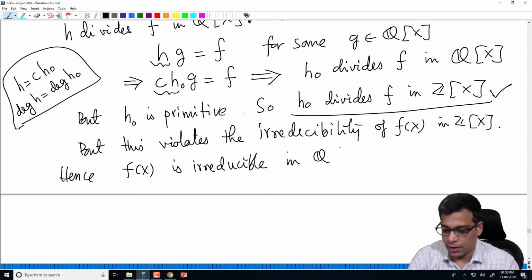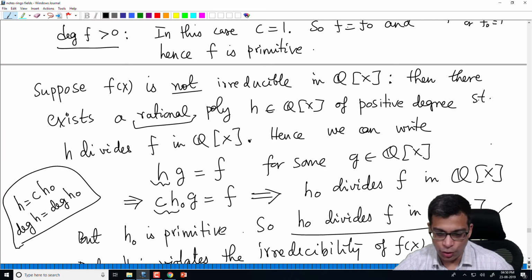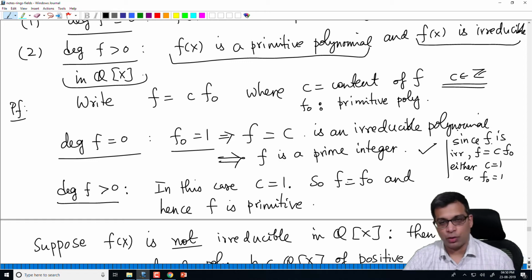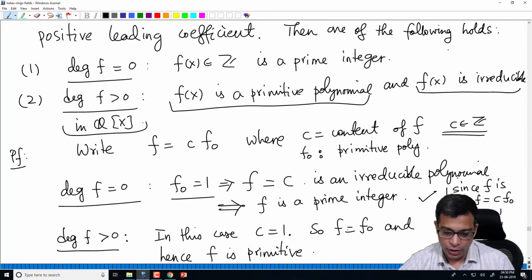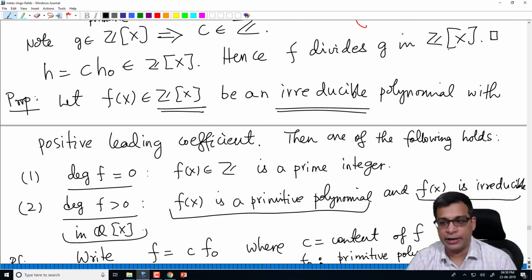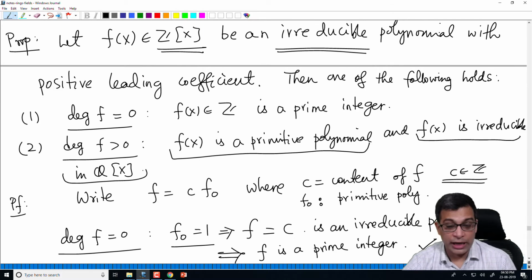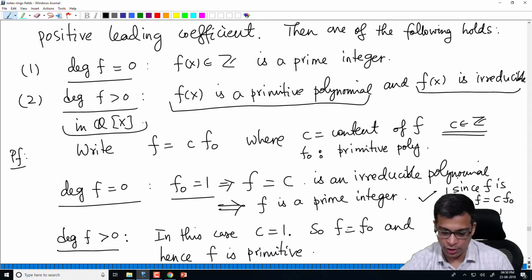So all these things are a bit confusing, I think, when you are seeing them for the first time. You have to keep track of the results carefully. If you need to, please see this video again so that all the ideas are clear in your mind. What did we show? We showed that if you take an irreducible integer polynomial with positive leading coefficient, then either it's degree 0, in other words it's constant, in which case it must be a prime integer. Otherwise it's a positive degree polynomial, and then it is primitive and irreducible in Qx.